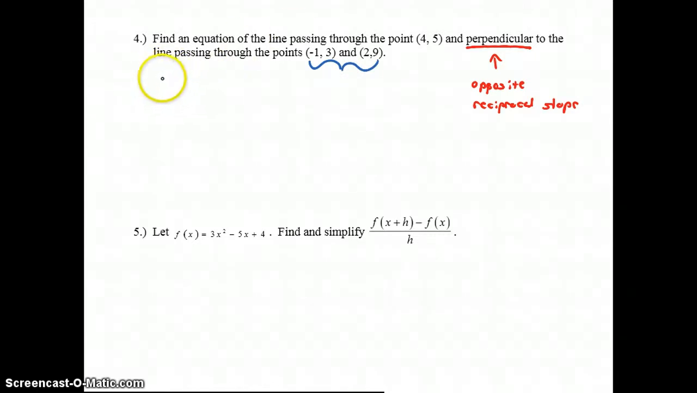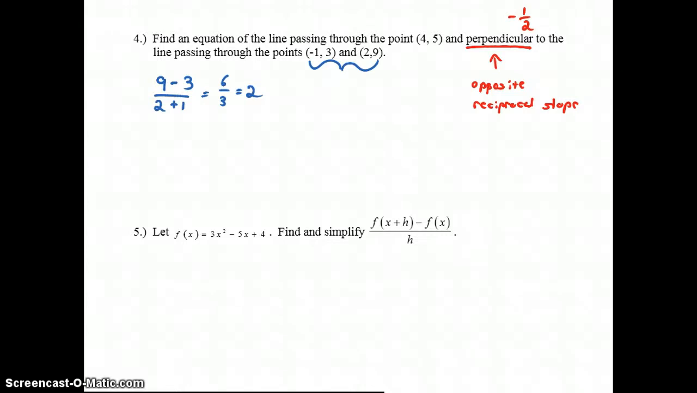Well, we can use the slope formula, y2 minus y1 over x2 minus x1. Well, that gets me 6 over 3, or 2. So the slope of the line passing through those 2 points is 2. The perpendicular line is going to be negative 1/2. Opposite making it negative, reciprocal making 2 into 1/2.